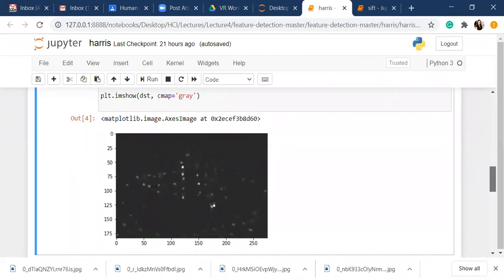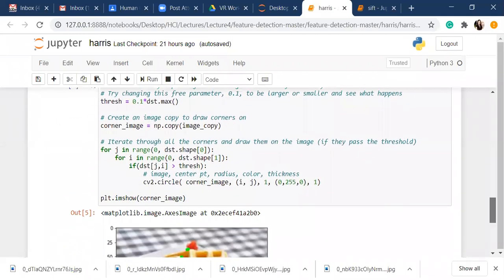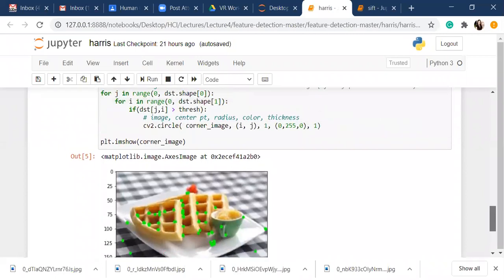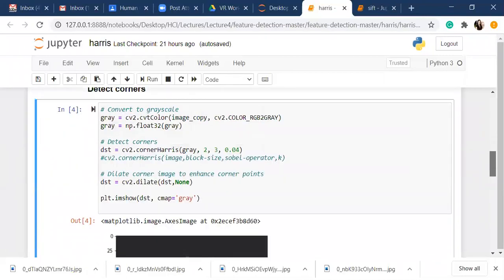But if you want to see it in the colored image, that is the method. For the colored image, you have to create a threshold first, because you are playing with an image that has 3 channels, that is RGB. The threshold is 0.2 times dst. dst is the object that you created for the Harris detector.